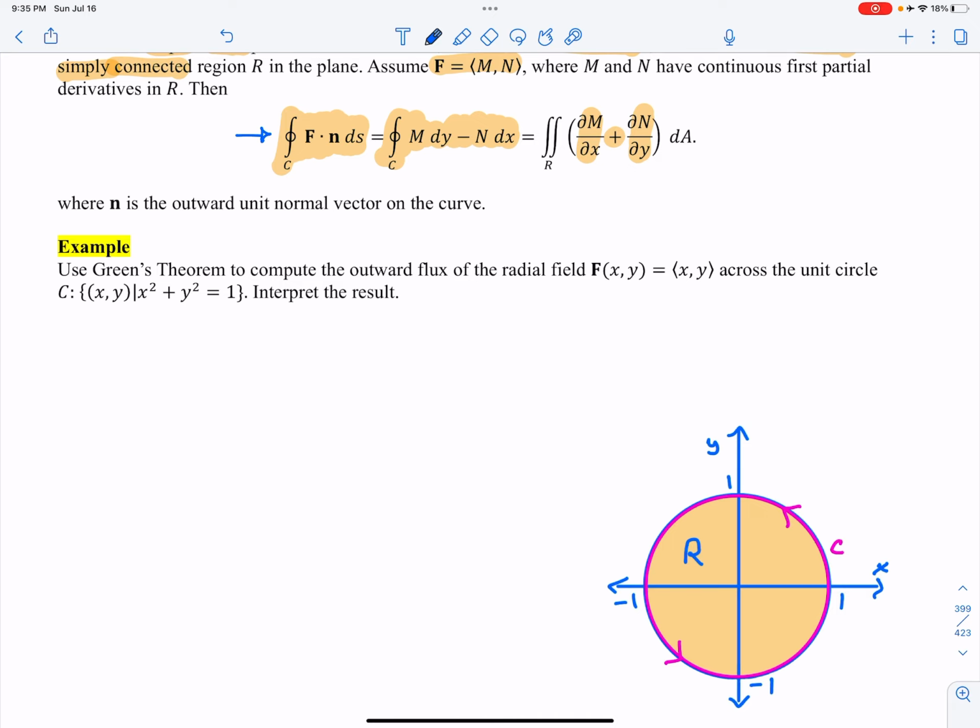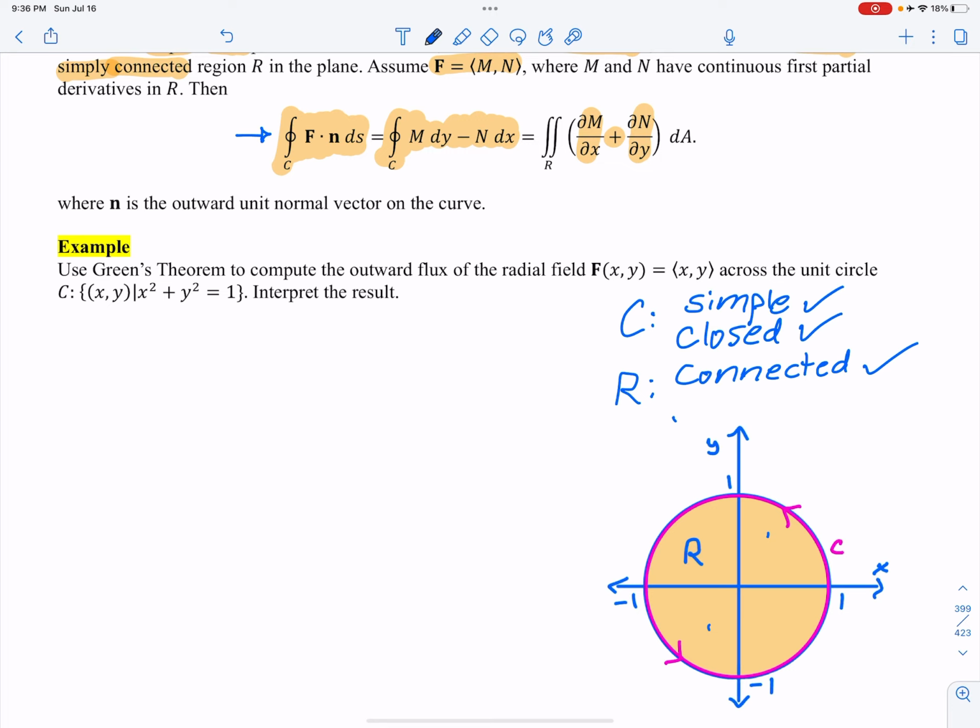So let's try to use Green's theorem. We still have to check our path is the unit circle with radius 1. It is definitely simple, right? It doesn't cross over. And it is closed, meaning it starts and ends at the same spot. The region R is connected, meaning if I put 2 points here, I can connect them and stay in R. And then simply connected, meaning I can draw an open space and contract it down to a single point. This means we can use Green's theorem.